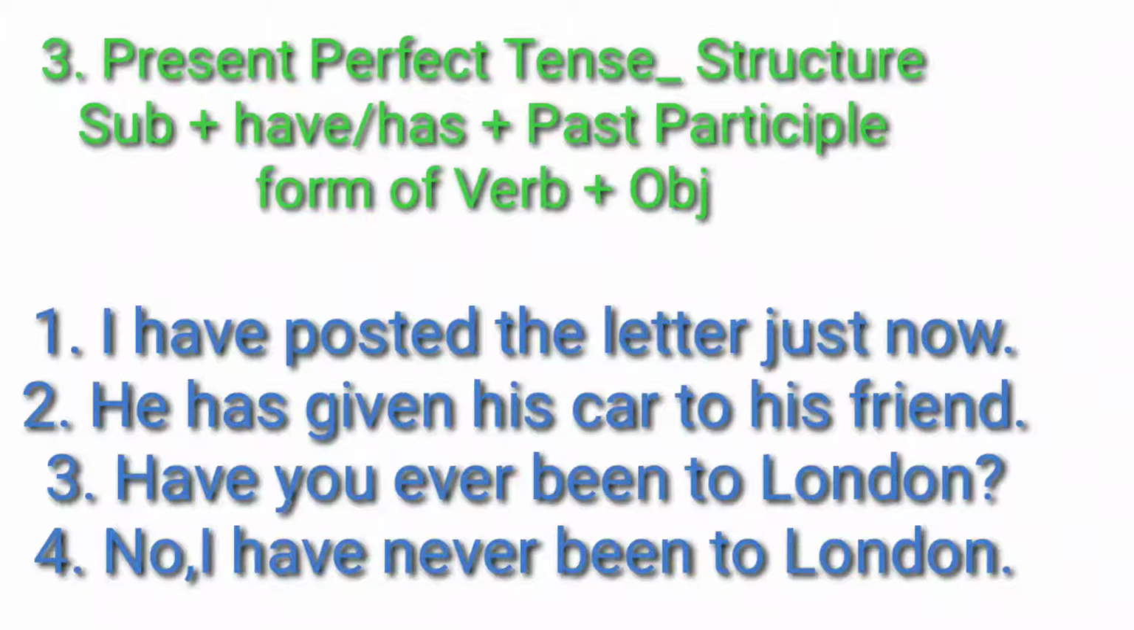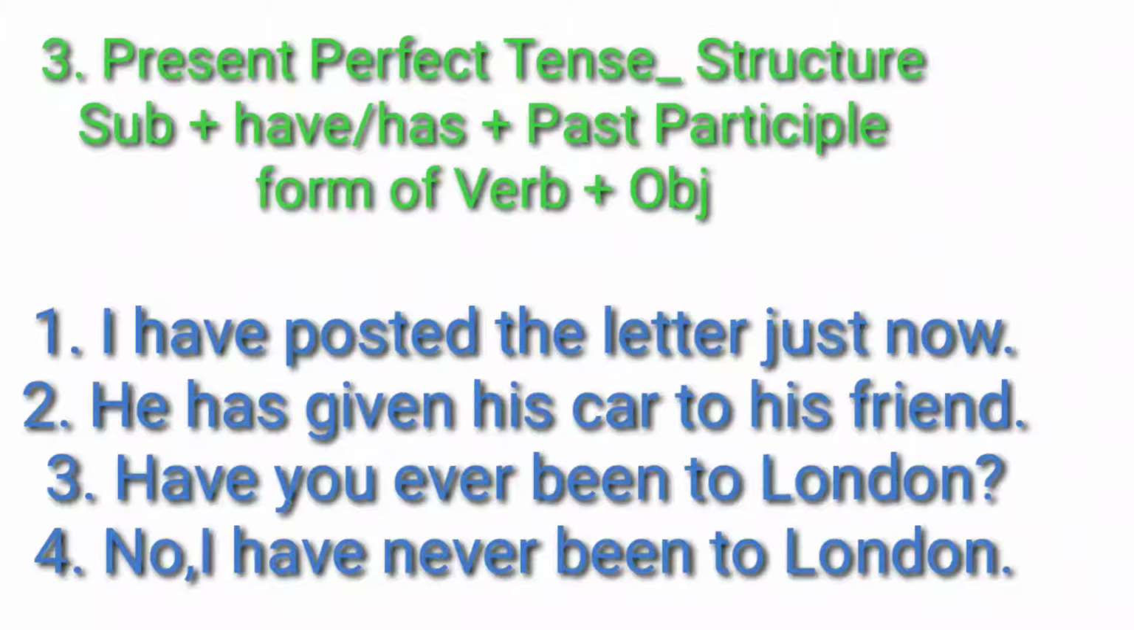Here the keywords which enable you to use present perfect tense are "ever" in the third sentence and "never" in the fourth one. These are also said to be in present perfect tense. And agreement of subject with verb. When you use the first sentence, "I have posted," you should not say "I has."